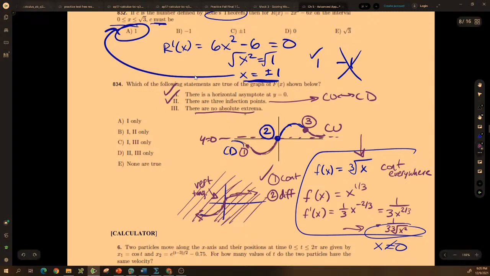And then there are no absolute extrema. Well, this is wrong because this guy here is an absolute minimum, and this guy there is an absolute maximum. So that's wrong. So it's just 1 and 2.